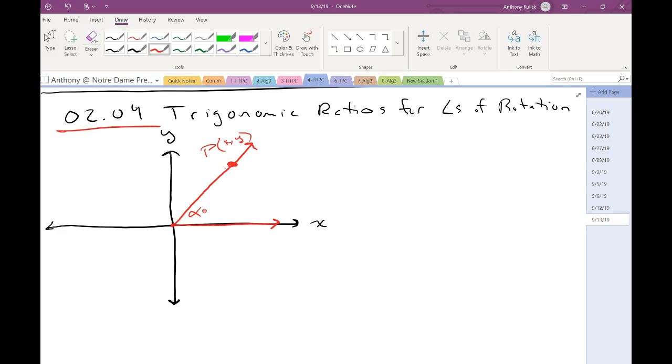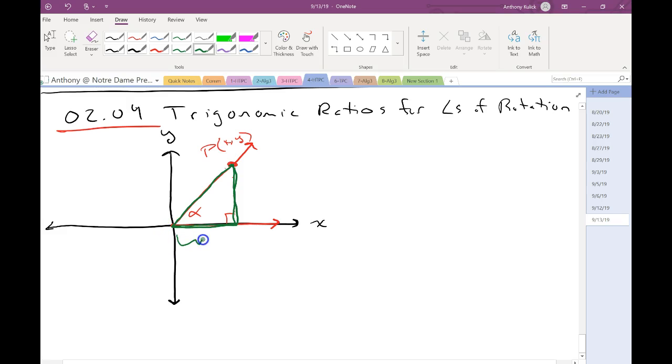So that's just some point on the terminal side of our angle. I'm going to label that point P, and give it coordinates x, y. Remember that our old definitions of sine, cosine, and tangent relied on a right triangle. If I draw a perpendicular line from that point P down to the x-axis, what I now have is a right triangle. Everybody see that?